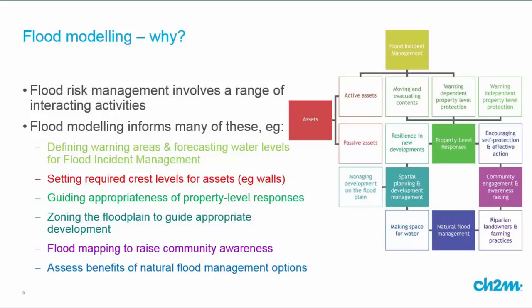Moving over to property level responses. Now, again, flood modelling can be useful here in assigning which areas it's appropriate to put property level responses in, and also help defining the types of levels you may need to put these in at. Moving on to spatial planning and development management. Flood modelling and flood mapping is really important for zoning the floodplain to help guide appropriate development into the right areas of the floodplain. To raise awareness and improve community engagement, flood mapping is also very important, particularly on the community awareness raising to help people understand whether their properties or their routes to work or whatever it is are within areas at risk of flooding.